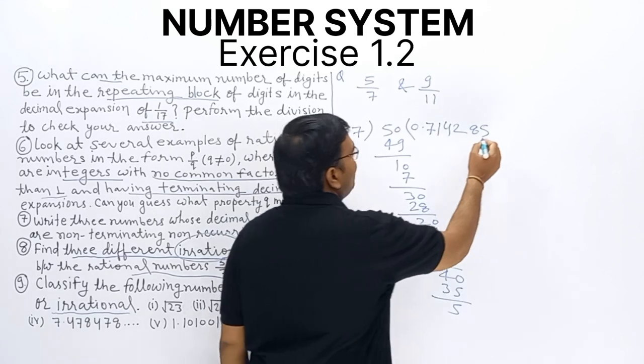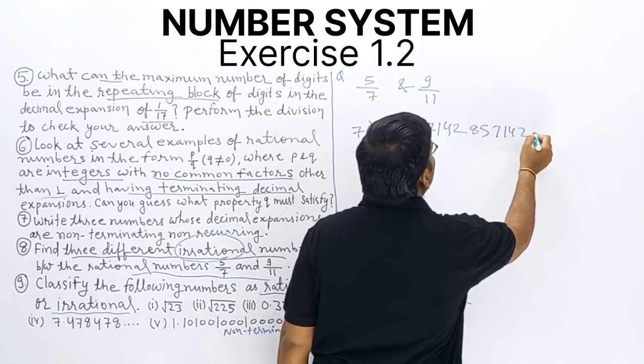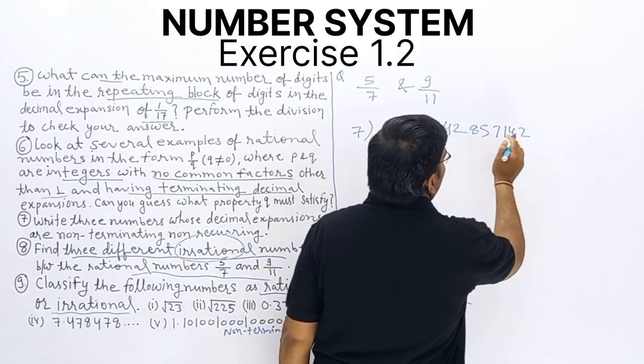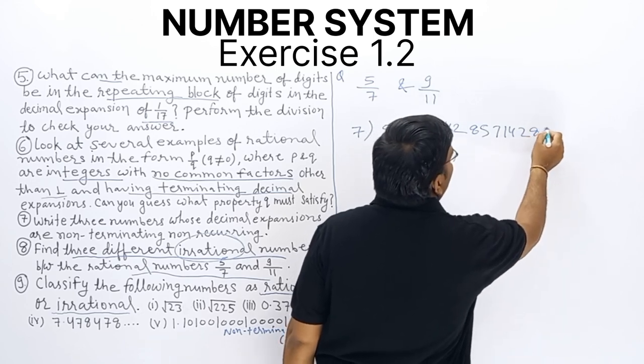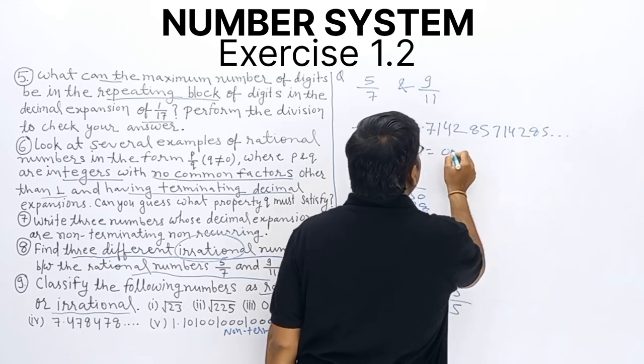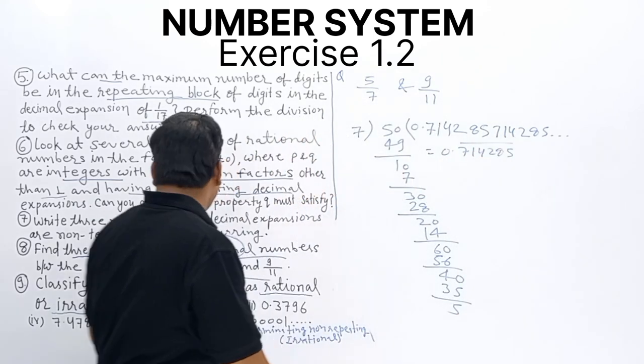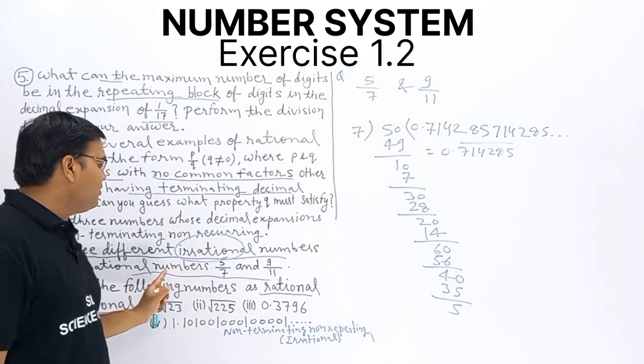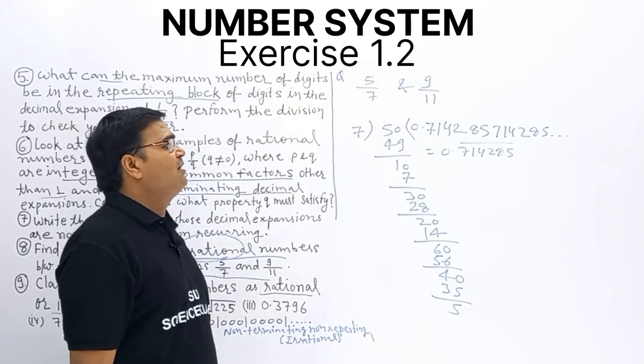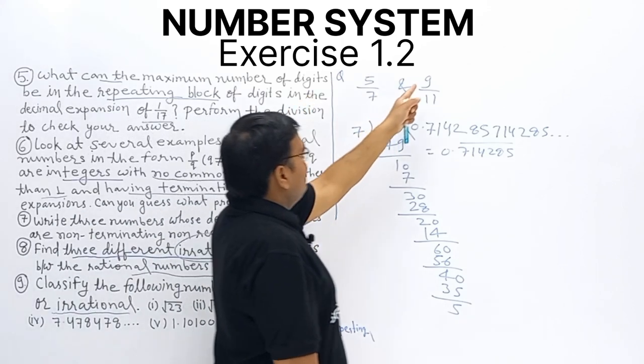So after this one, we are getting 7 1 4 2 7 1 4 2 4 2 8 5 and so on. It means 0.714285. This is a rational number already given in the question. Find the three irrational numbers between two rational numbers. So this is the rational. Now the second is this one.